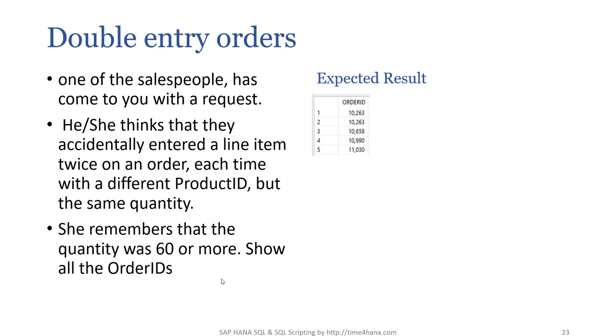Show all orders. So even though the description looks big, basically the salesperson entered the same line item twice with the same quantity, and what she remembers is the quantity is 60 or more. So based on that, you need to identify all the order IDs having those duplicate entries. Here is the expected result: a total of 5 order IDs, and if you observe closely, the first 2 order IDs are the same. Once you solve it, you will understand why the same order ID appears twice in the result set.